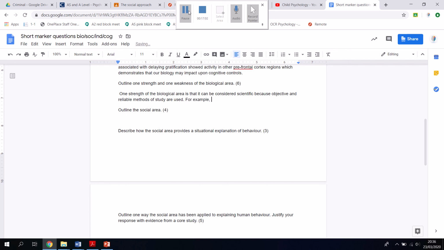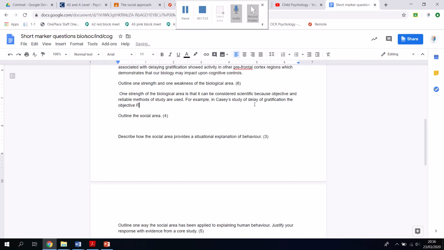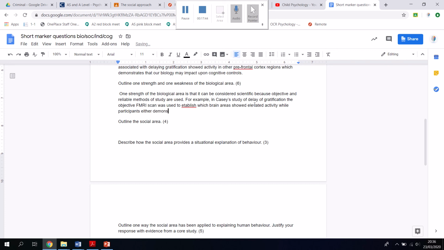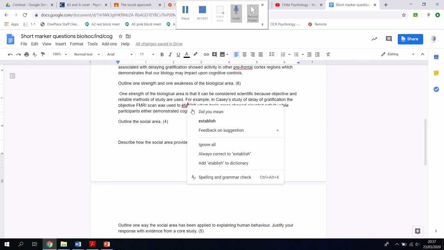So, for example, in cases of study of delay of gratification, the objective fMRI scan was used to establish which brain areas showed elevated activity while participants either demonstrated cognitive control or a lack thereof. So there's my evidence, okay?